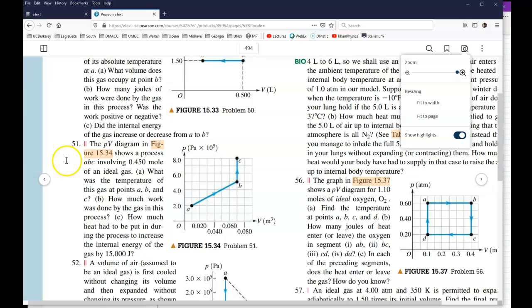Okay, so this is kind of a cool problem. It's a combination of the ideal gas law, PV equals nRT, and the first law, delta U equals Q minus W. Okay, let's get down to it.